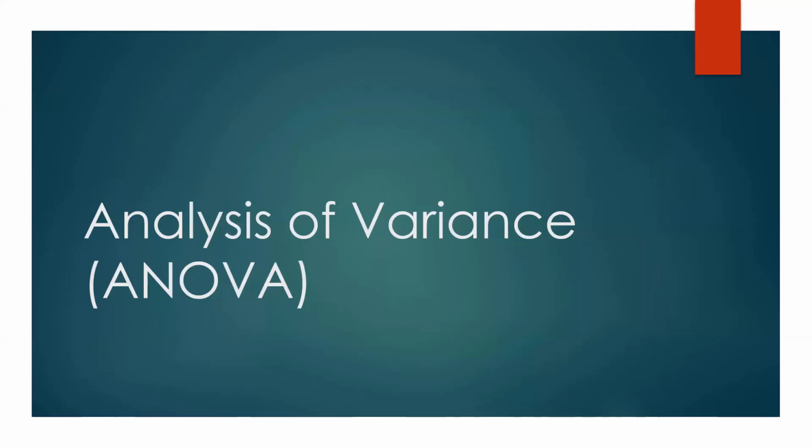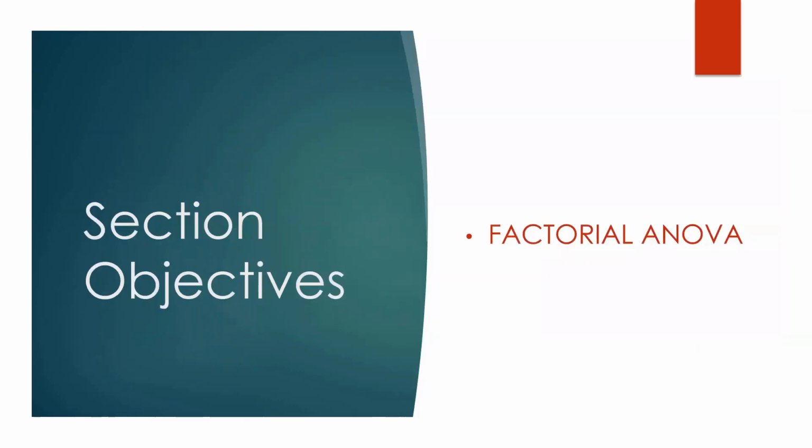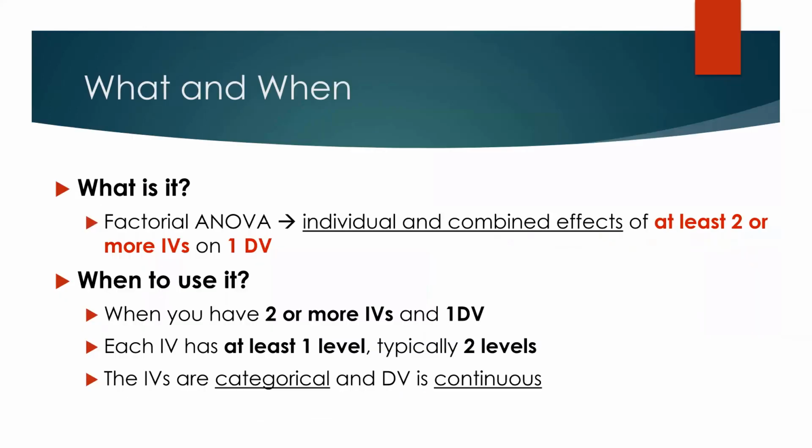All right, everybody, let's move on to our next analysis of variance that we need to learn, which is called the factorial ANOVA. Let's just jump right into the what and the when. So the factorial ANOVA is the one that uses at least two or more independent variables.